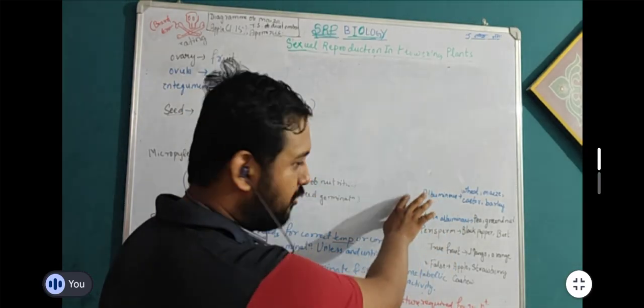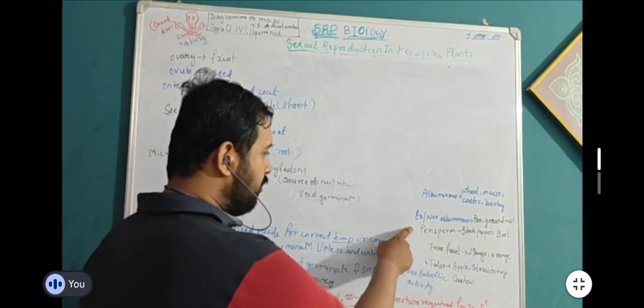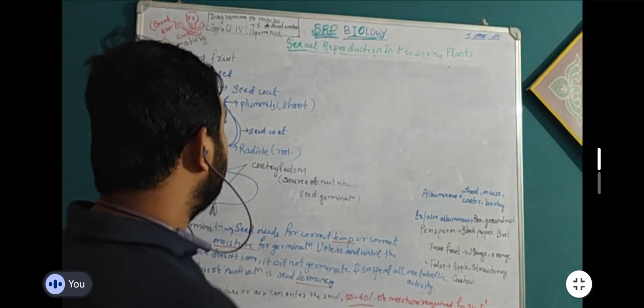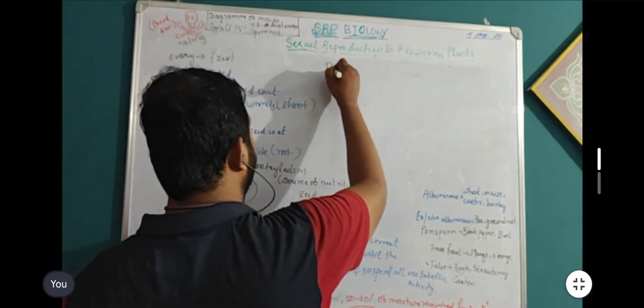You can get a 2 mark question, so you can write according to that. Next is your perisperm. What is perisperm? That I will discuss with you.